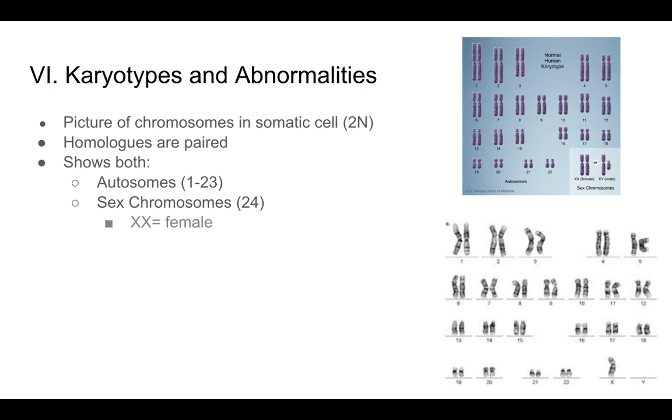So if you have two X's, you are biologically sexed as female, and if you have one X and one Y, you are biologically sexed as male. And this is in humans. Other organisms don't have 23 pairs. A fruit fly, I think, has 4 pairs of chromosomes, so theirs would look a little bit different.